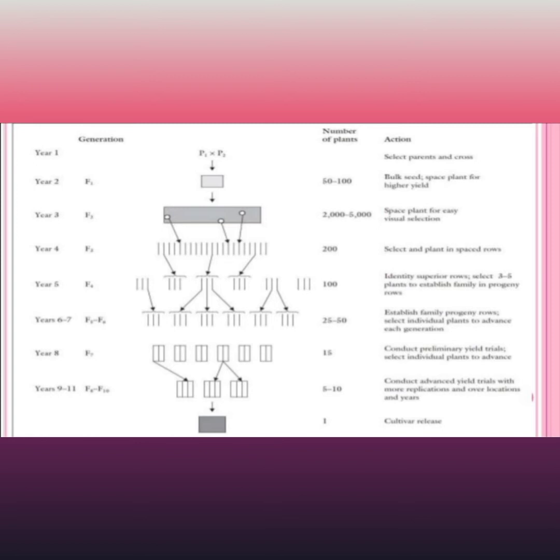In the third year, 2000 to 5000 plants are space planted for visual selection. In year number 4, 200 selected plants are spaced together. In year number 5, superior rows are identified and 3 to 5 plants are selected. In this we have to select 3 to 5 plants in each year. In the same way we have to cultivate up to the 9th to 11th year, up to the 10th generation, and the superior ones are released as a cultivar variety.